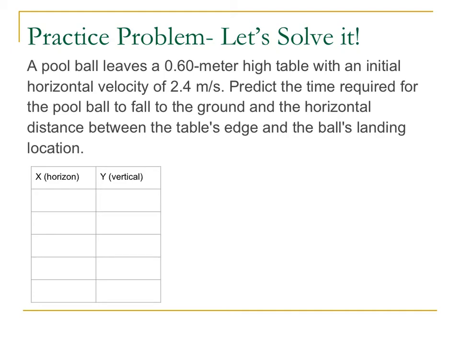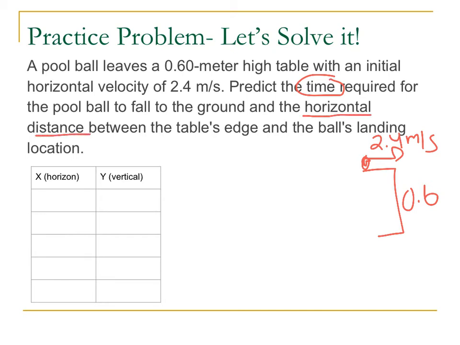The setup is always the same for my horizontally launched objects. So a pool ball leaves a 6-meter high table with an initial horizontal velocity of 2.4 meters per second. So predict the time required for the pool ball to fall to the ground and the horizontal distance between the table's edge and the ball landing. So we're looking for this horizontal distance right here. So I drew it out, read the problem, let's write down what we know.